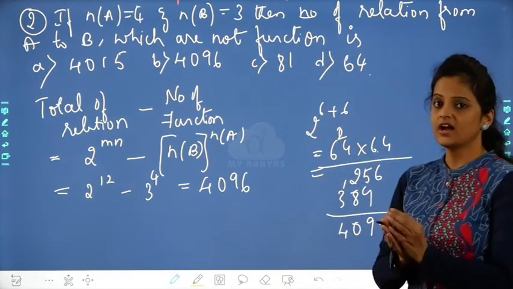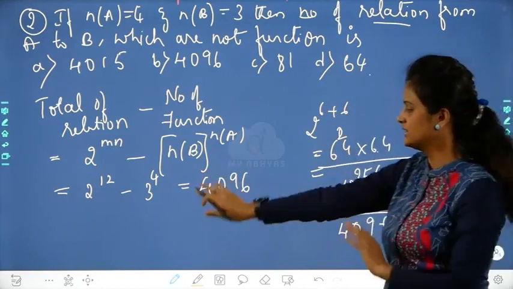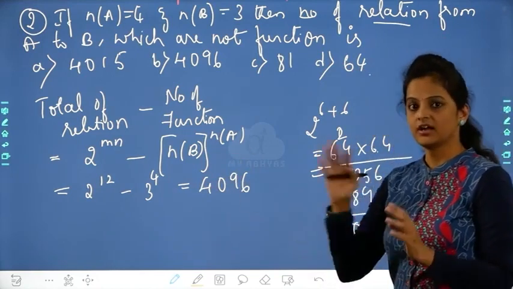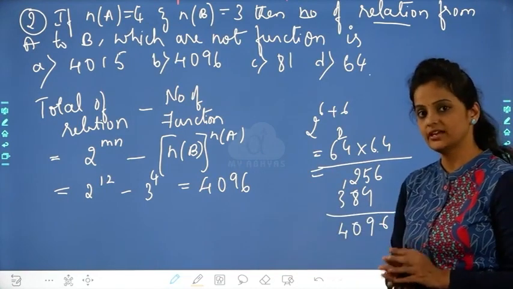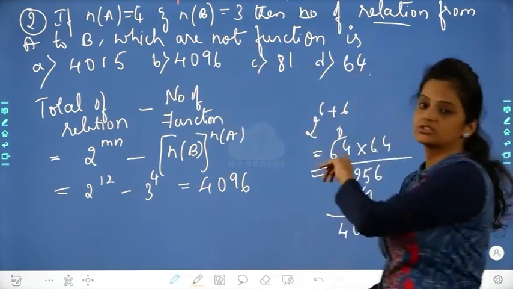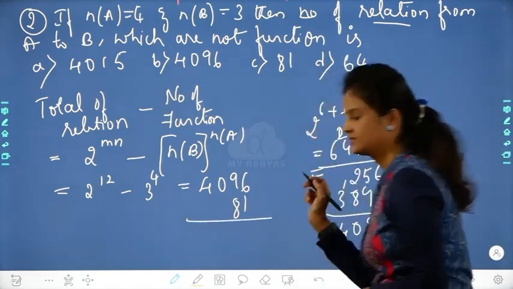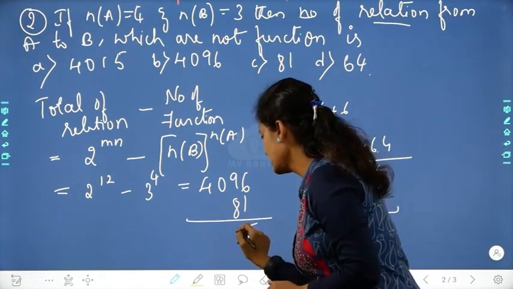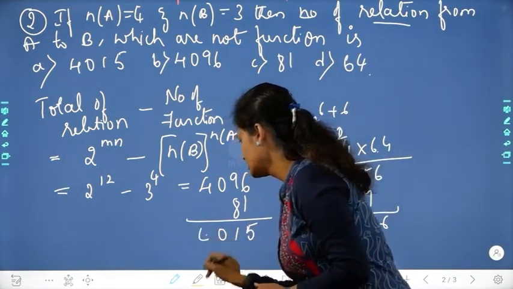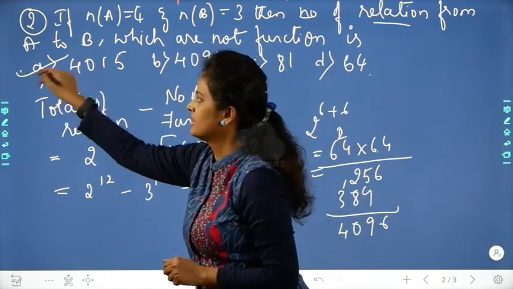If they ask you total number of relations only, then this will be the answer for that. How many number of relations can be there means 4096, but which are not a function means I have to subtract 81 out of this. If I subtract 81 out of this, then I'll get 4015. This is the right option.